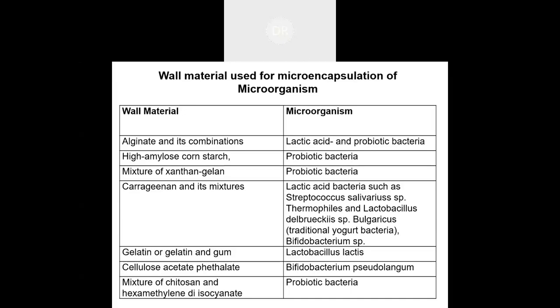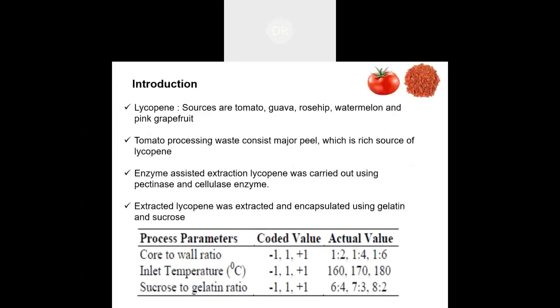Next, now we will see the encapsulation of lycopene, which is carried out in our lab. Generally there are various sources of lycopene. Tomato is, of course, the major one. Then guava, watermelon, and pink grapes are there.